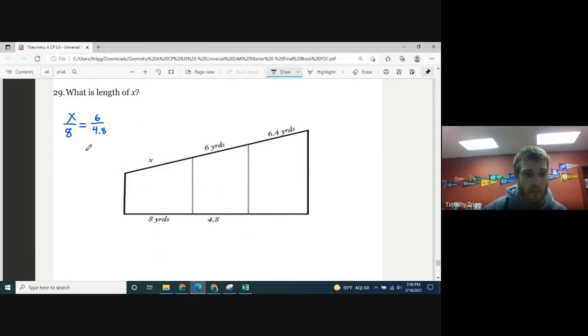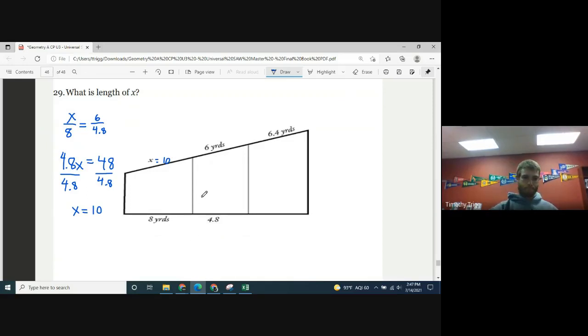Anyway, so x times 4.8 is 4.8x. The main thing here is if you could set up the proportion correctly, then you should be able to do the problem no problem. Okay, 8 times 6 is 48. Divide both sides by 4.8 to get x by itself. And that'll give you that x equals 10. So that tells you the value here is 10.